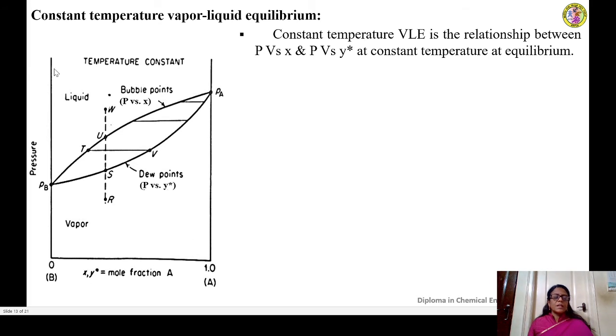So this relationship also produces a looped curve. So as you can see the two curves here, extending without maxima or minima from the vapor pressure of pure B to the vapor pressure of pure A. So PB represents the vapor pressure of component B, PA represents vapor pressure of component A.